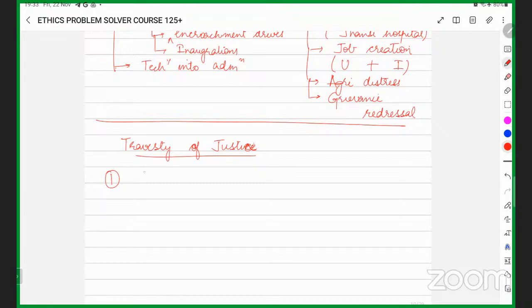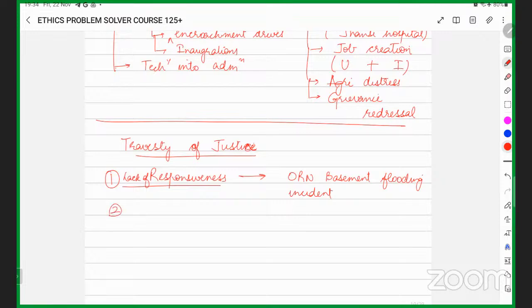One of the points could be lack of responsiveness. Give certain examples here. For example, there is poor disaster management. You can give the example of the loss of lives of a few students when the basement of ORN got flooded. ORN basement flooding incident, or Uttarakhand floods, whatever you like, or if you have any other better example.